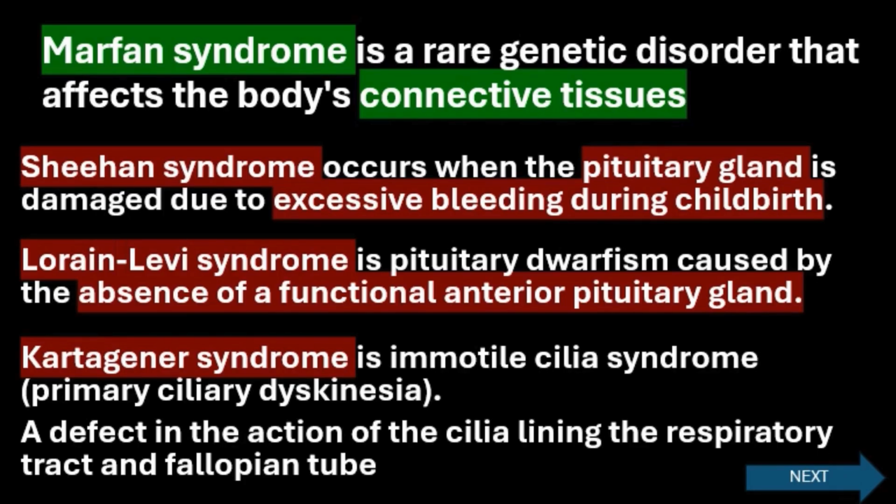Sheehan syndrome occurs in the pituitary gland. It is due to the excessive bleeding during childbirth and damage to the pituitary. Laron-Levi syndrome is pituitary dwarfism caused by the absence of a functional anterior pituitary gland. So both these syndromes, Sheehan and Laron-Levi, are related to the pituitary. Marfan is related to connective tissue. And Kartagener syndrome is immotile cilia syndrome, a defect in the action of cilia lining the respiratory tract and fallopian tube.